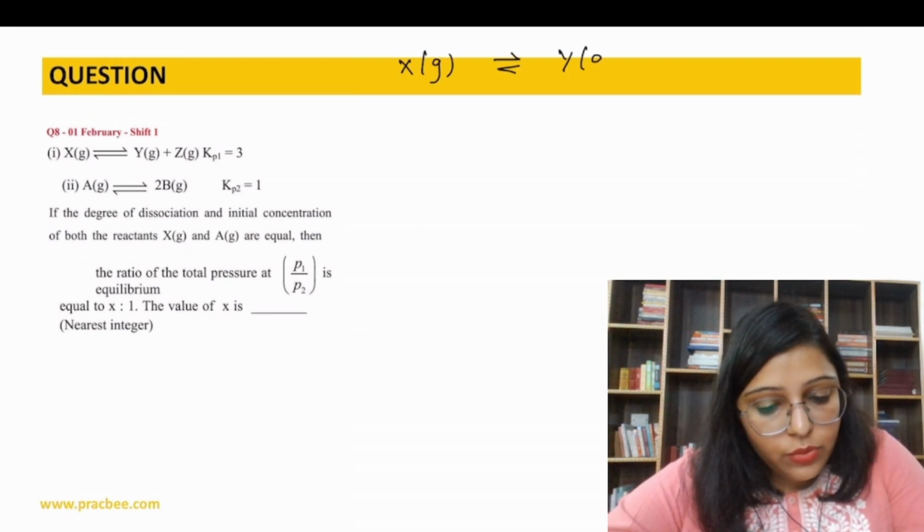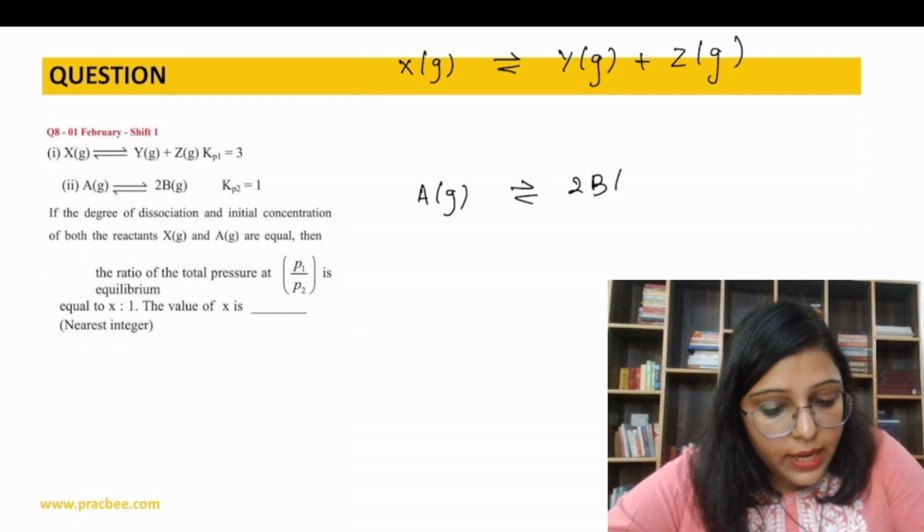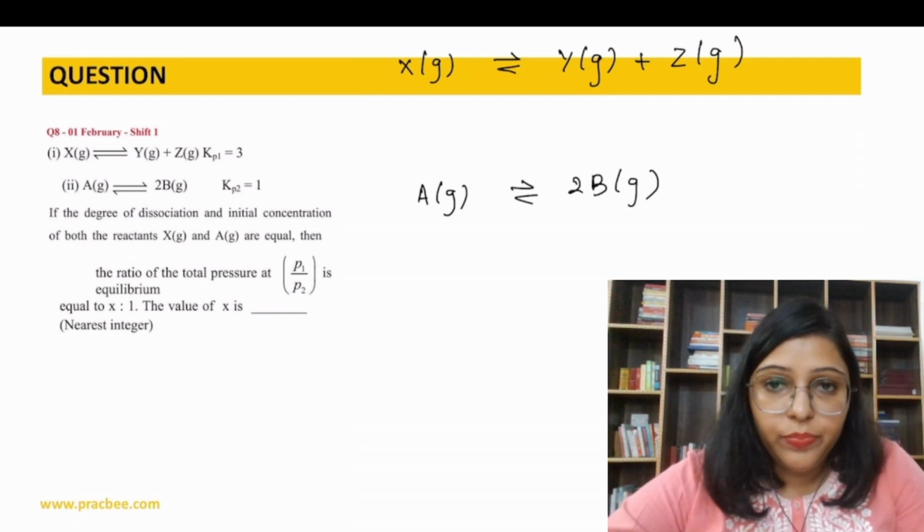It is converted to Y gas and Z gas, and Kp1 is given as 3. And we have A gas, it gives 2B gas, and Kp2 is equal to 1.